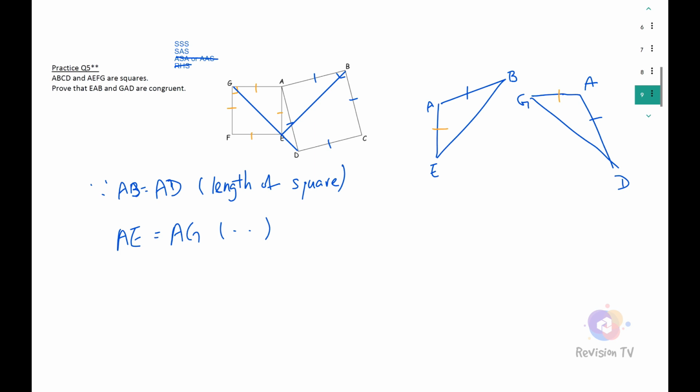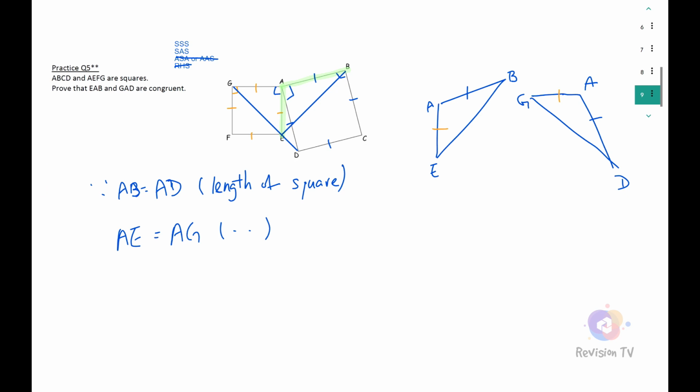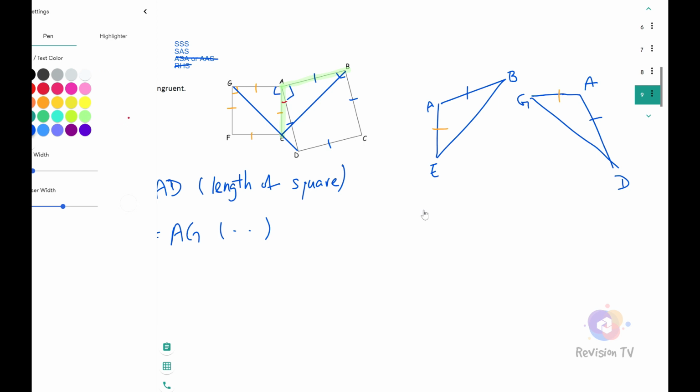Now, we know the two angles are right angles. There's something with right angle in there. So EAB, now if you look at EAB, let me use a highlighter. EAB is a right angle plus the small gap angle in here, that little small angle. So it's a right angle plus that small angle. Now what about DAG? Same thing, right angle plus that small angle. Therefore, they're equal.